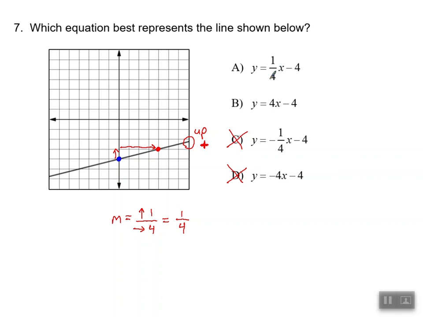So the question is, is the slope 1/4 or is the slope 4? Well, I found my y-intercept, and I found another good dot right here. And I realized when I'm counting that I'm going up 1, and to the right 4. To the right 4, which is a slope of 1/4, which means that answer A is my best answer.